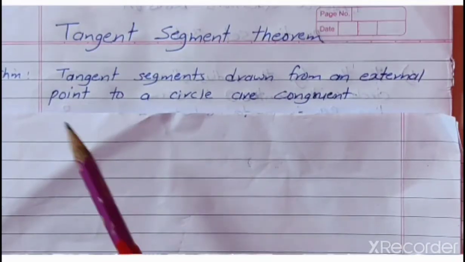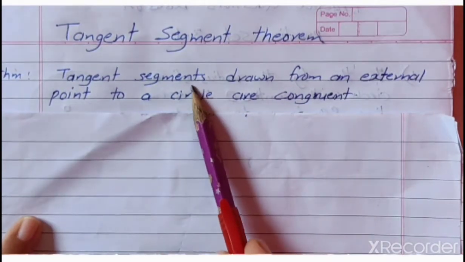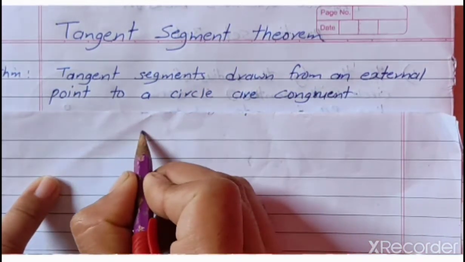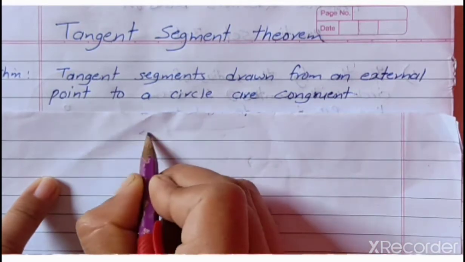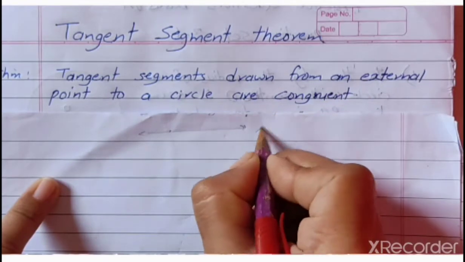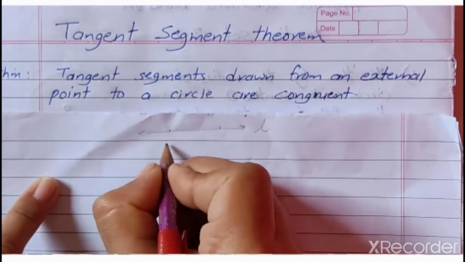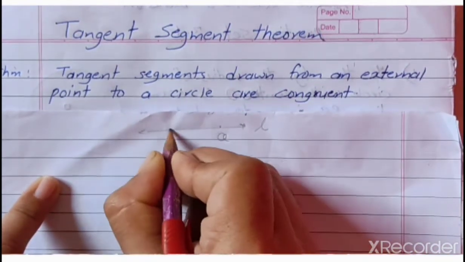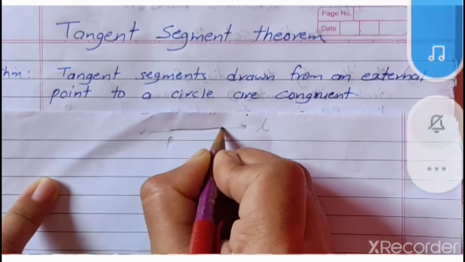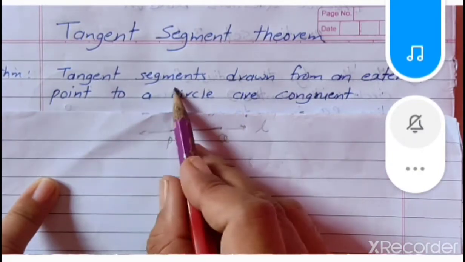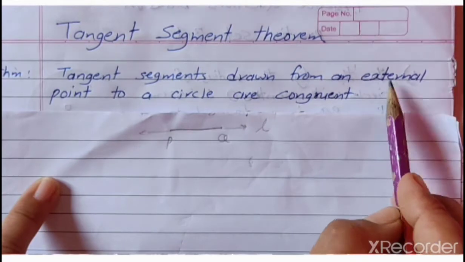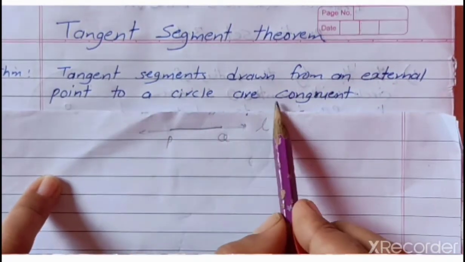Tangent segment theorem. Tangent segment means a segment part. Suppose this is a tangent, and its name is L. Suppose this part PQ is called a segment. So a segment part of a tangent is called a tangent segment. These tangent segments drawn from an external point to the circle are congruent.